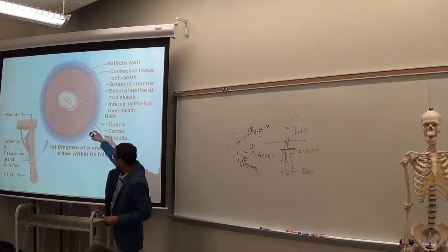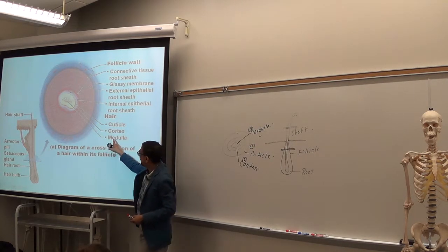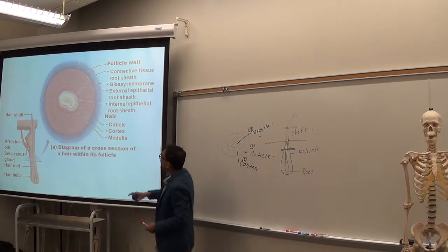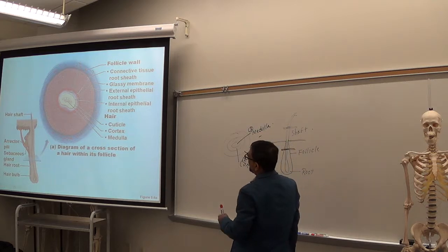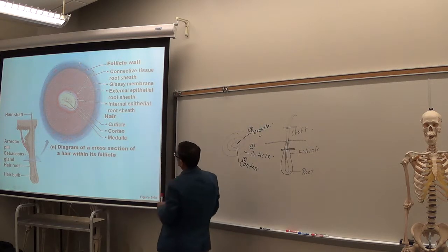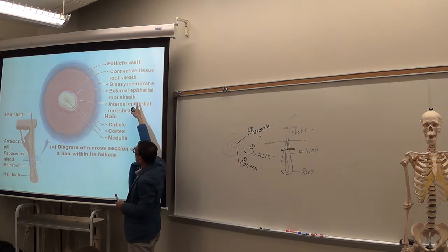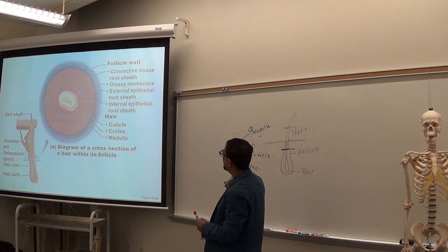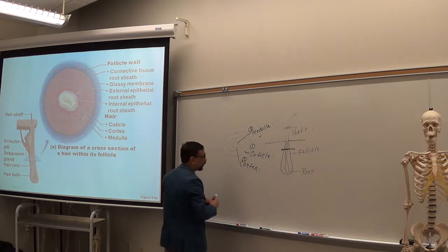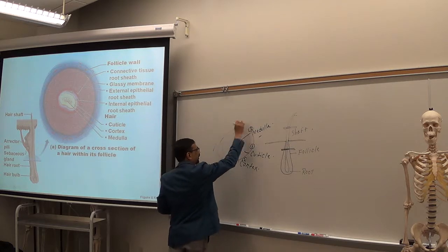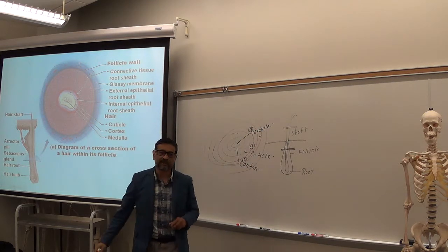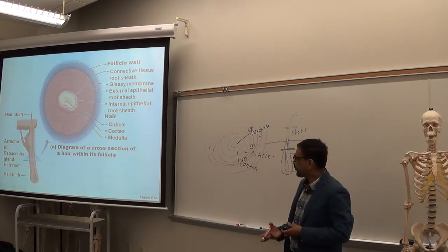So first let's see the shaft. We know that the shaft has three structures: medulla, cortex, cuticle, from inside to outside, right? And then additional layers are these. Around the cuticle you have the internal epithelial root sheath. Then the external epithelial root sheath. Then the glassy membrane, and outermost is the connective tissue root sheath. So those are additional layers around the shaft in the follicle part. So that is the follicle.